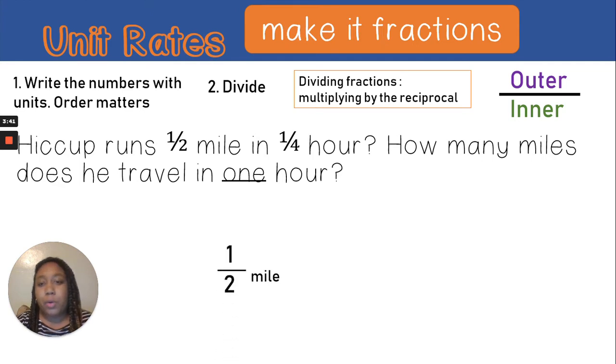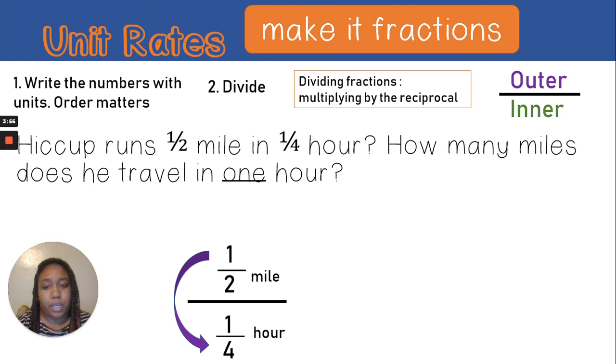So I'm going to put the half a mile on top because it says miles in 1 hour. And then I'm going to put my fraction bar, which we said means divide. And I'm going to put a quarter of an hour. So here's where my outer and inner comes in. I'm going to multiply the outer numbers and put them over the inner numbers.